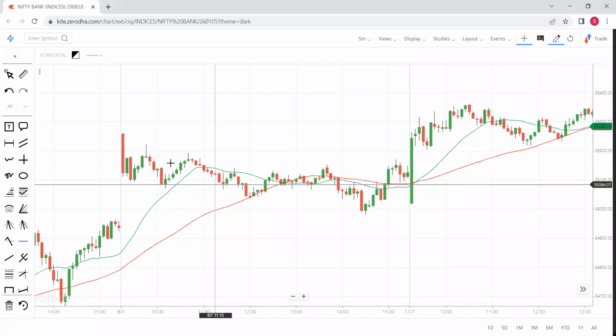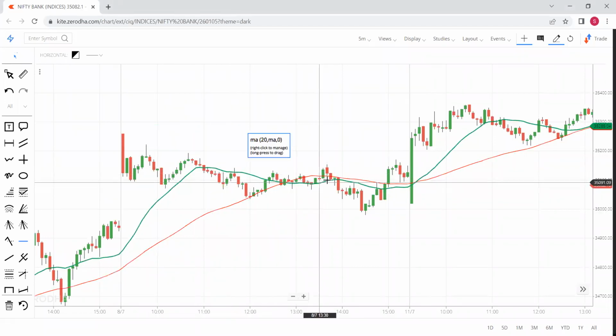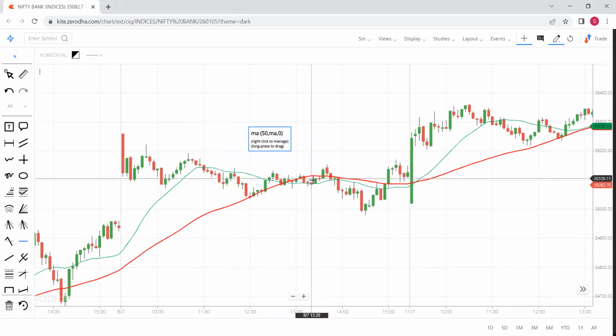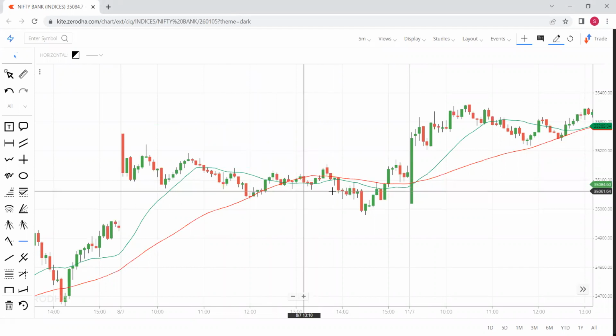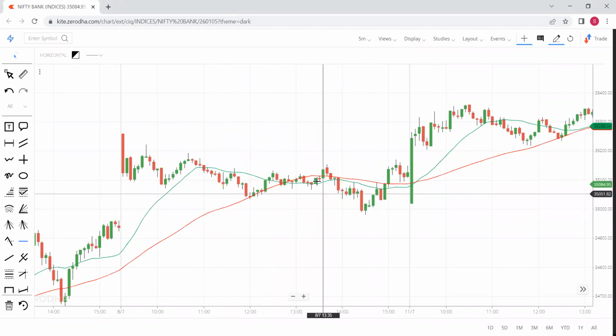On the 5th day, if you can see, it was completely a disastrous day because both the 20 and 50 are entangled with each other, and you don't even have a proper criteria to trade. So it was a no trading scenario with our setup.